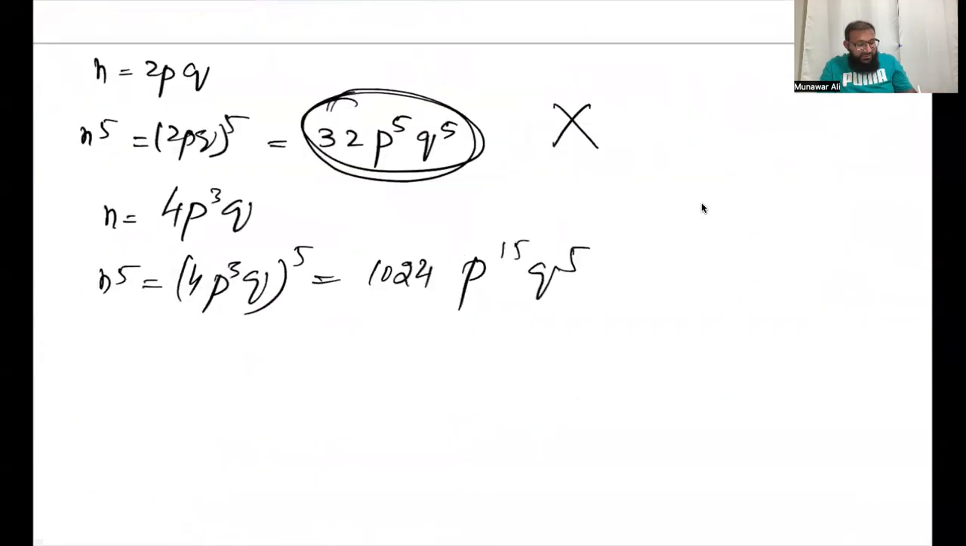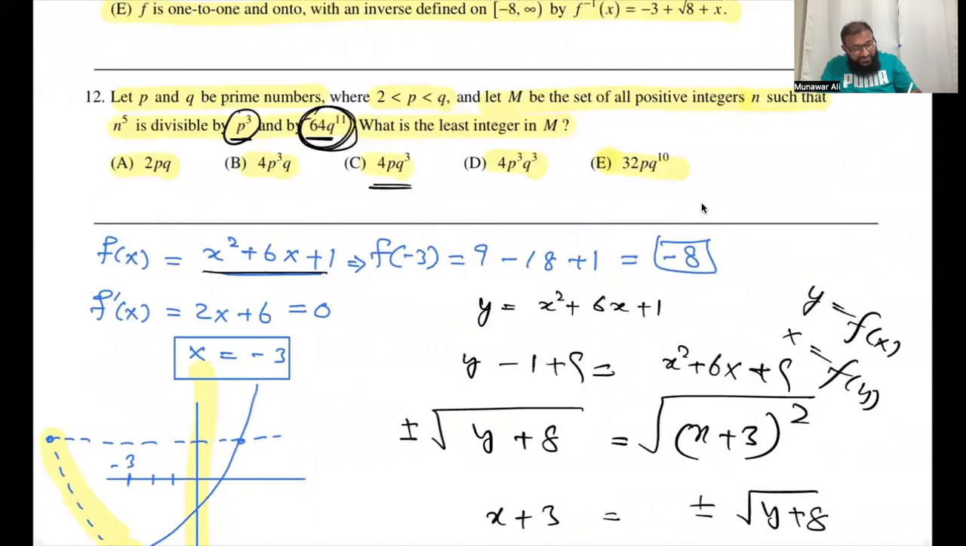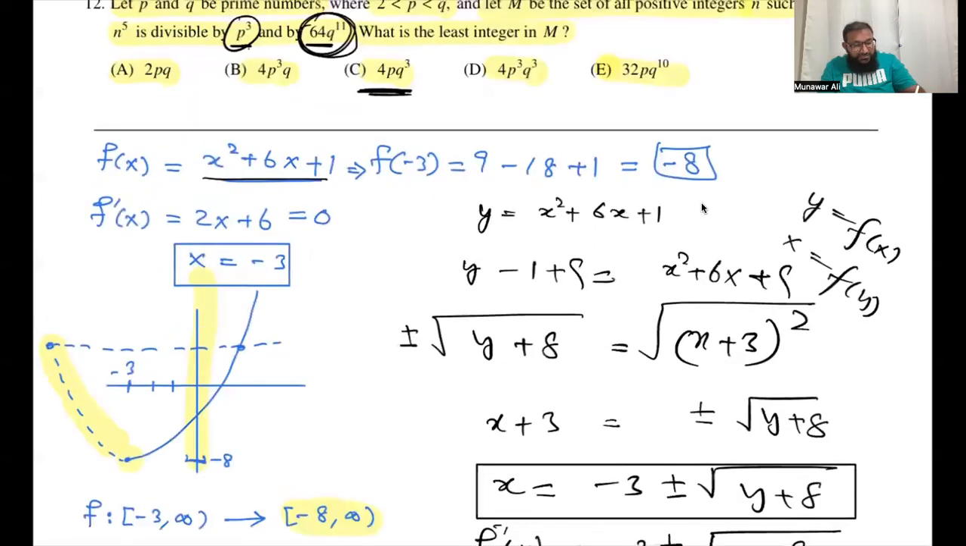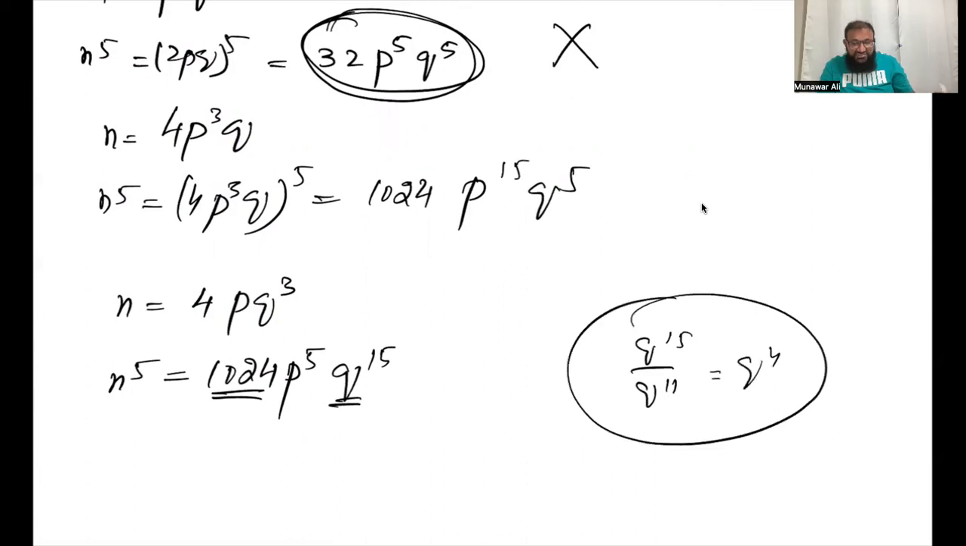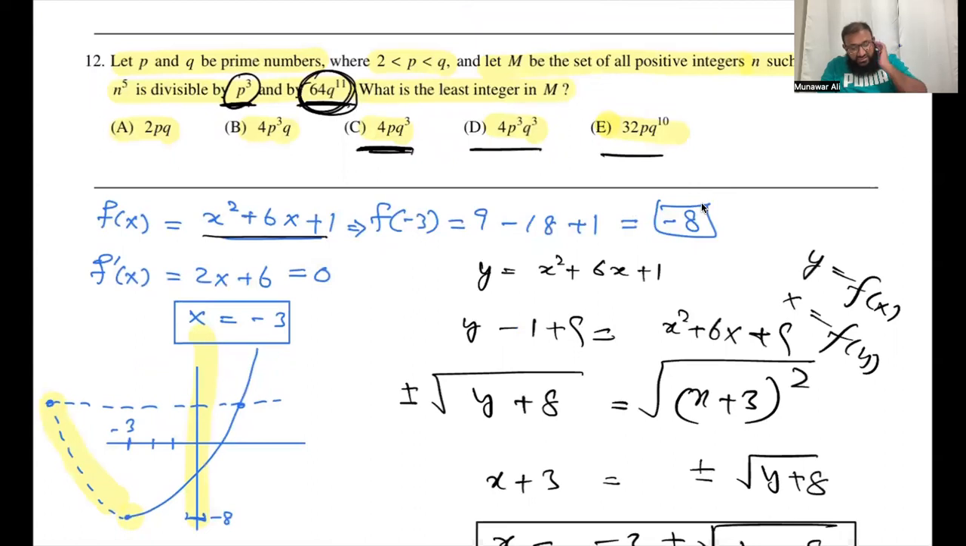But when you go to the third option, when N is 4PQQ. Is that so? Yeah, third option. N to the 5 is 1024, P to the 5 and Q to the 15. Now you can see P cube divides that number, and 64 Q to the 11. 64 divides this, and Q to the 11 divides Q to the 15, because Q to the 15 divided by Q to the 11 is Q to the 4. This divides.